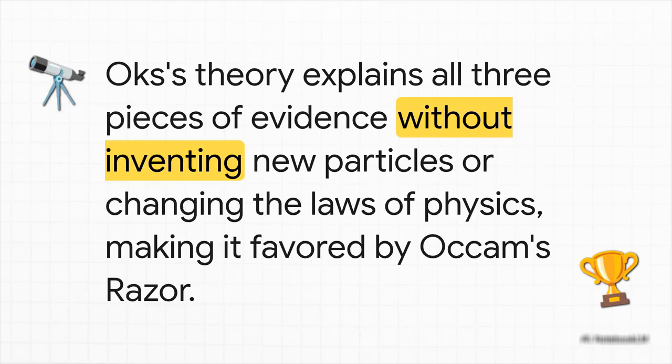But then there's this one theory from Eugene Ox. And get this, it manages to explain all 3 pieces of evidence without inventing any new particles or changing the fundamental laws of physics. It's a perfect example of the razor at work. He didn't multiply entities beyond necessity. And according to a proper application of the razor, that makes his theory a prime suspect.